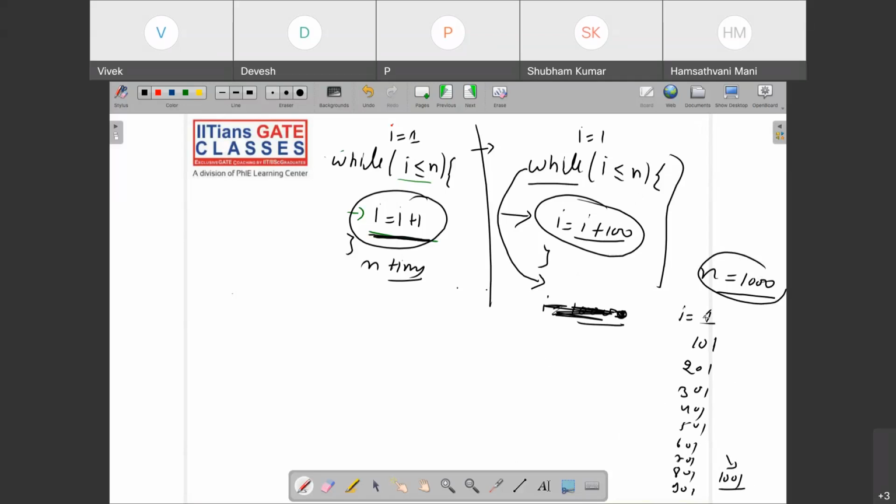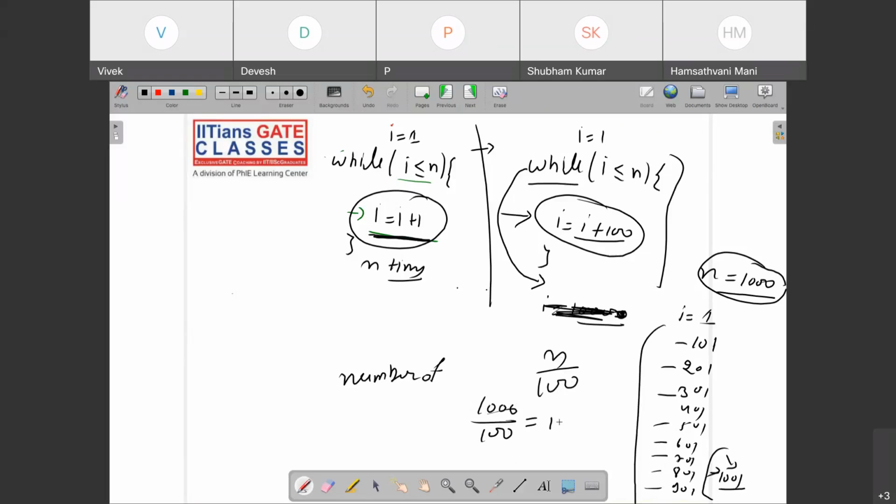As you can see, we are increasing the value of I by 100. So the number of executions will be n by 100. You can count it: 1, 2, 3, 4, 5, 6, 7, 8, 9, and 10. Only 10 executions are here. The value of n was 1000, divided by 100 is 10.